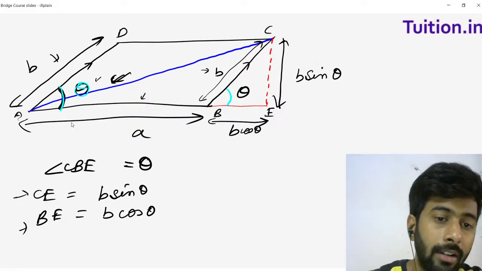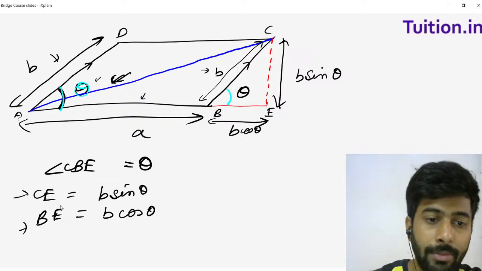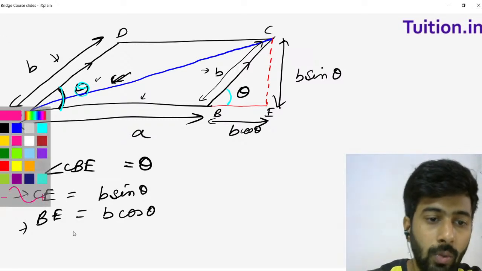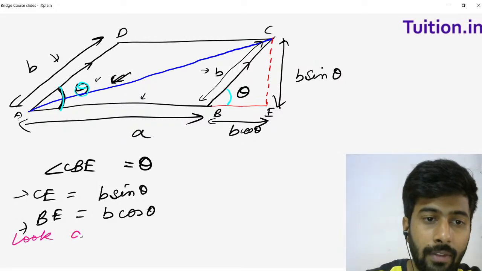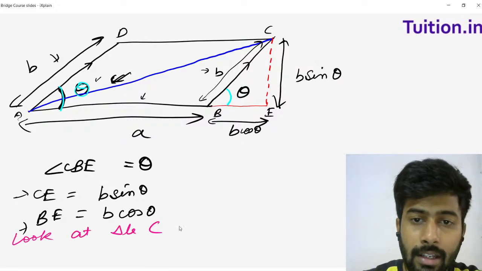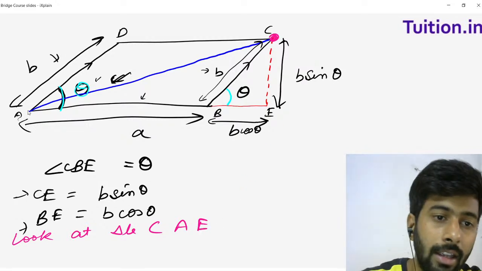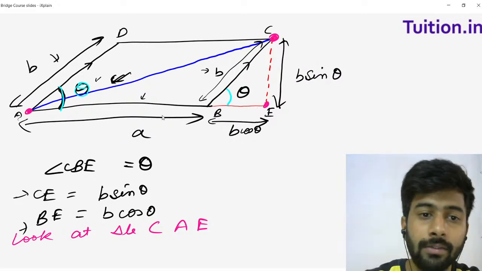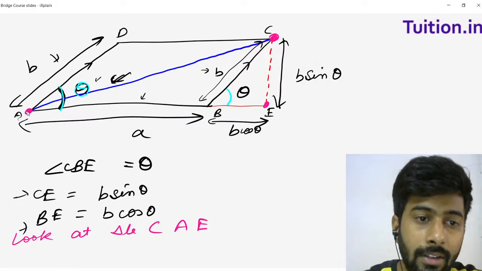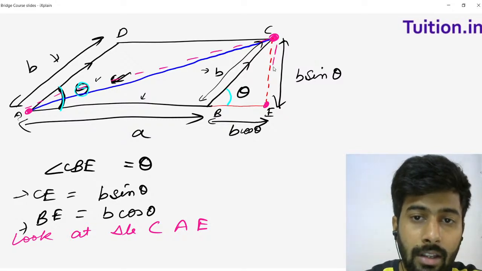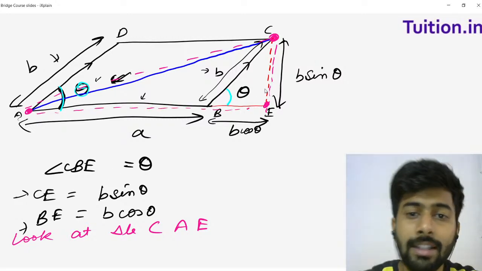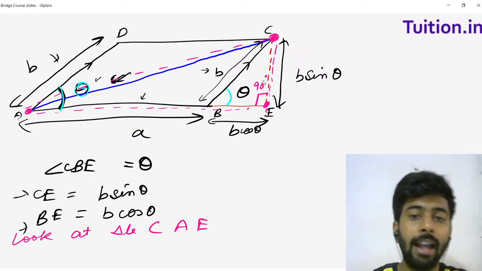Okay. Now here, I'm going to do something interesting. I'm going to ask you to look at triangle CAE. Triangle CAE. Is this a right angle triangle CAE? This is the triangle that I'm talking about, this outer triangle CAE. Look at it. Triangle CAE is right angled at E vertex.